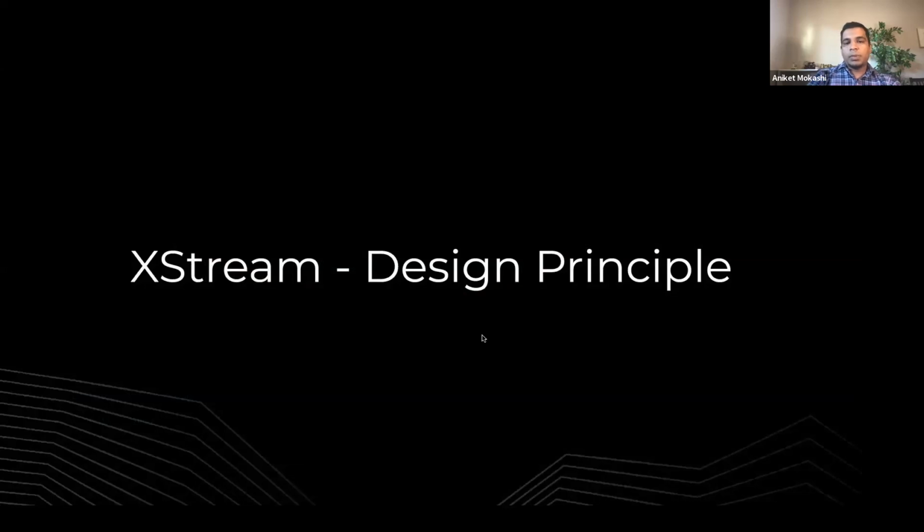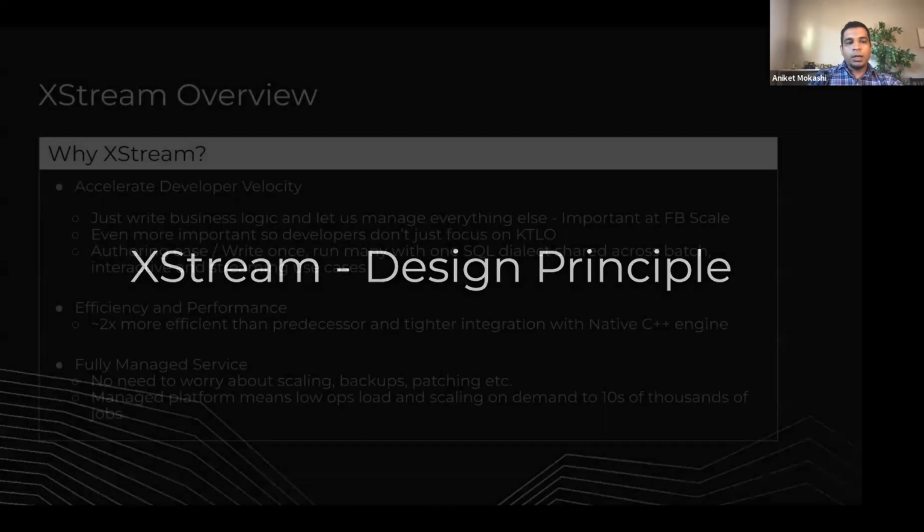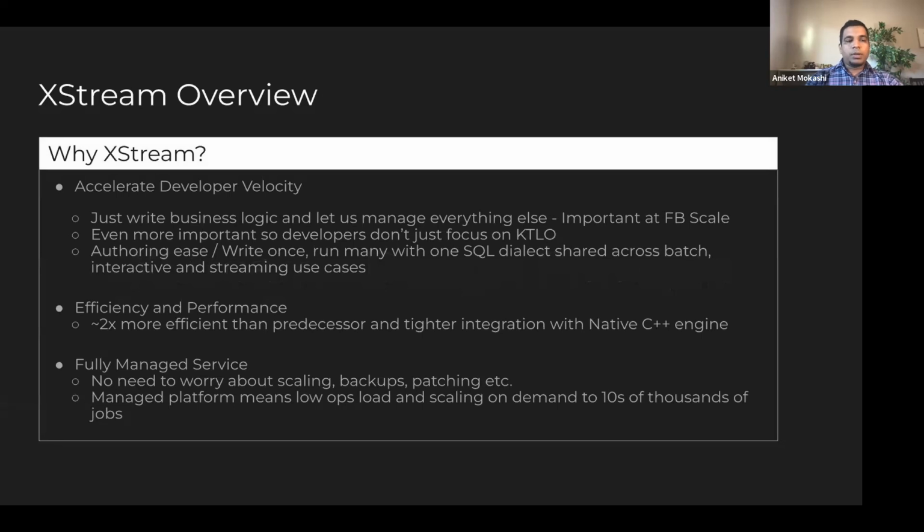And then I'll cover XStream's architecture and design principles. So to give you an idea of how we got rid of all the other things to build one streaming solution for everything, why we built XStream? Like I was saying, we wanted to accelerate developer velocity. So we wanted our developers to just focus on writing the business logic and let us manage everything else. So not worry about where to deploy their Stylus code or how to deploy their Python Swift code.